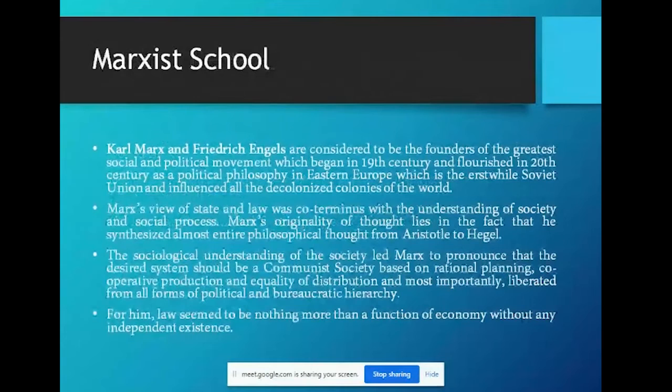Then, as we are going to the Marxist school, Karl Marx and Friedrich Engels are the founders. According to this, a desired system should be a communist society based on rational planning, cooperative production, and equality of distribution. It is to be liberated from all forms of political and bureaucratic hierarchy. For Karl Marx, law is nothing more than a function of economy without any independent existence.